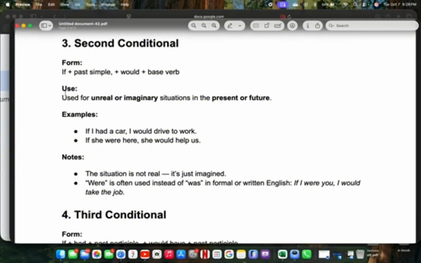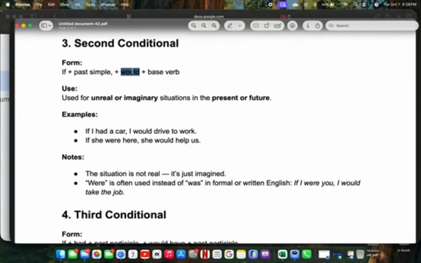Okay, second conditional, easy: if, past simple, would, base verb. Does it have to be would? Could it? Yes, could also. It could be could. If I was Superman, I could fly. Very good question. Boleh tak kita guna could instead of would? Boleh. Depends on the context.